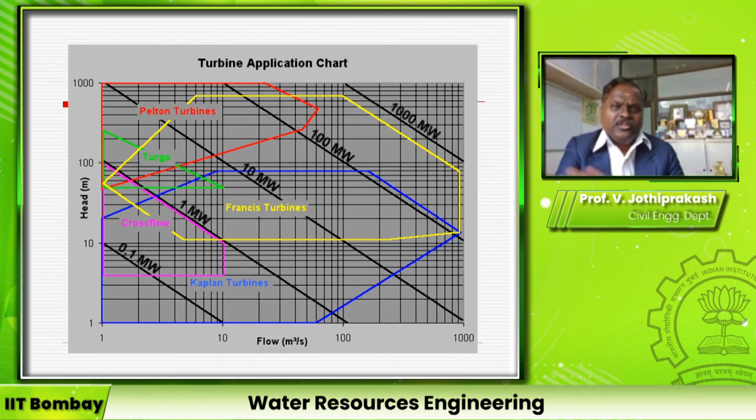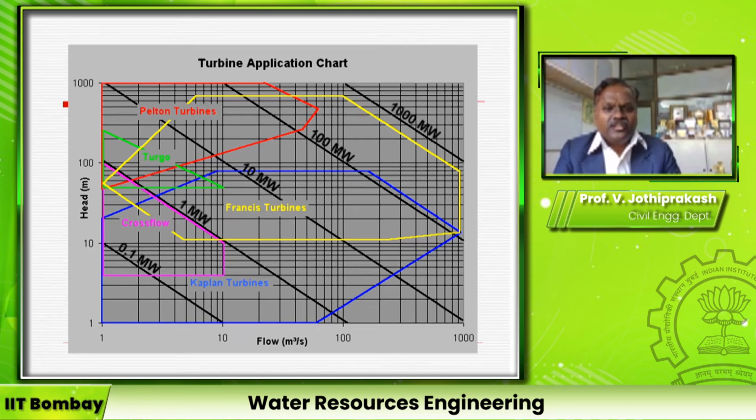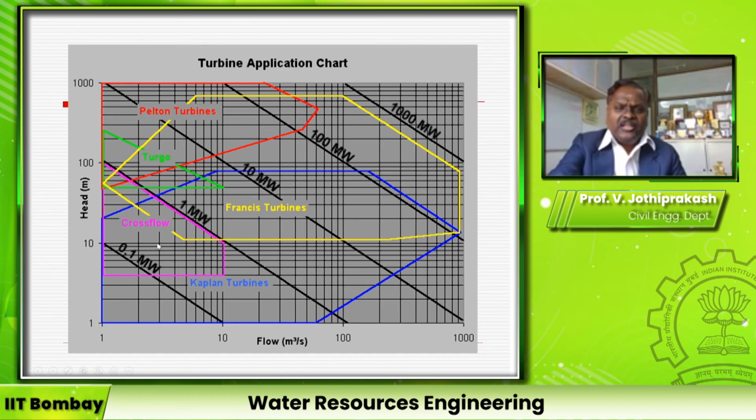Sometimes we can use this turbine application chart also. This is a relationship between the discharge and head directly. You can select either a Kaplan turbine, Francis turbine or Pelton. That depends upon your two hydraulic parameters, discharge and head.